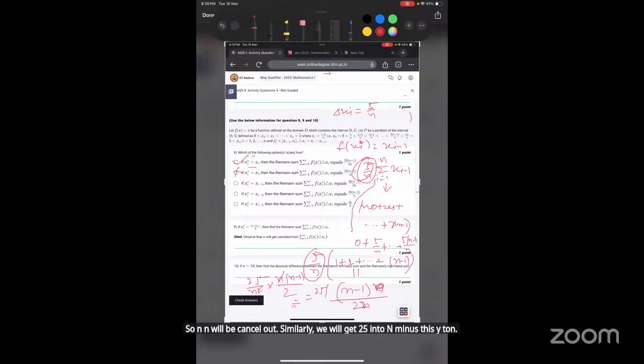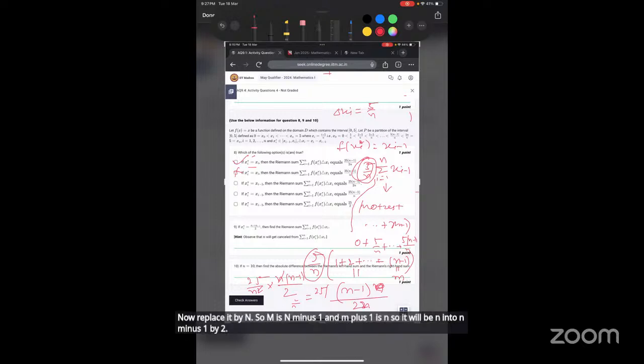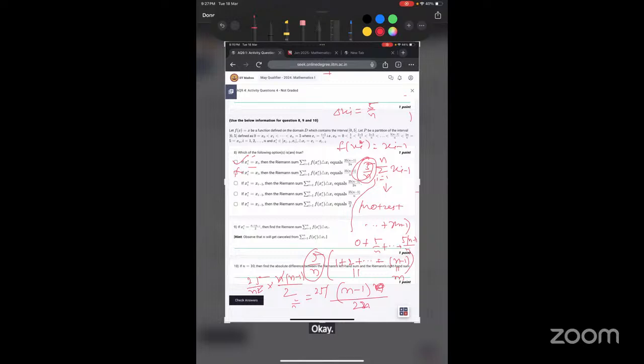But this n into n minus 1 by 2 has become 2n, because we are using n minus 1 as the last term. So n minus 1 is the last term. You can take it as m, right? So this is 1 up to m. Then you will get m into m plus 1 by 2, right? Now replace it by n. So m is n minus 1 and m plus 1 is n. So it will be n into n minus 1 by 2. Okay. So which one will be correct? Third one. Then fourth and fifth are automatically the wrong answers, right?